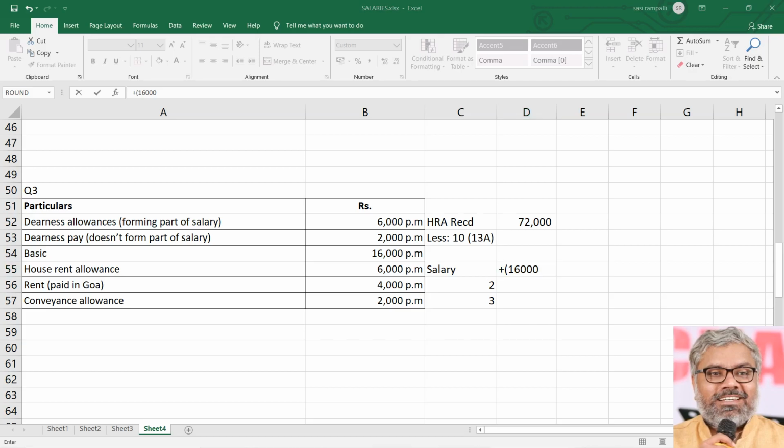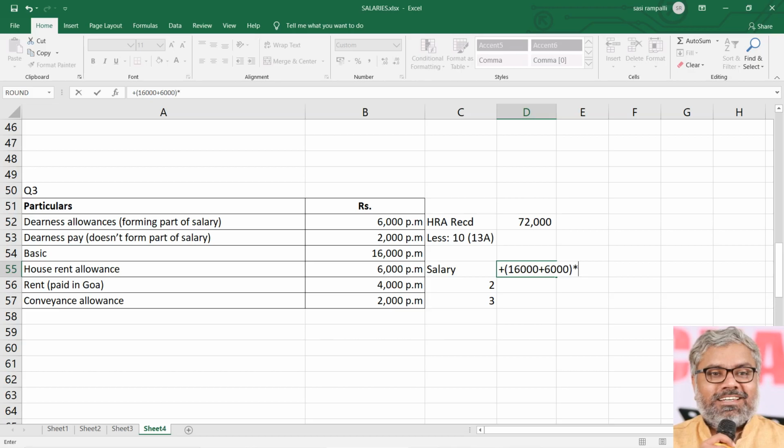So here basic is 16,000 plus. Look at the dearness allowance. It is given that it is forming part of salary. So 6,000 should be taken. And dearness pay, whatever the name they call, we don't care. That is not forming part of salary. So definitely it should not be taken. And there is no commission on turnover here. We cannot search for it.